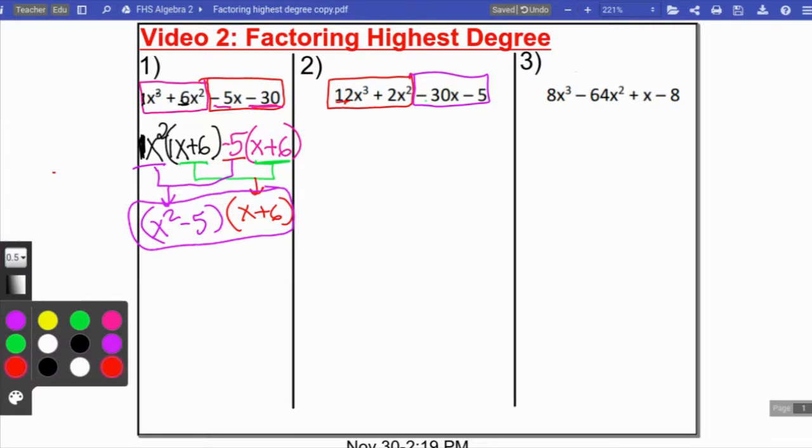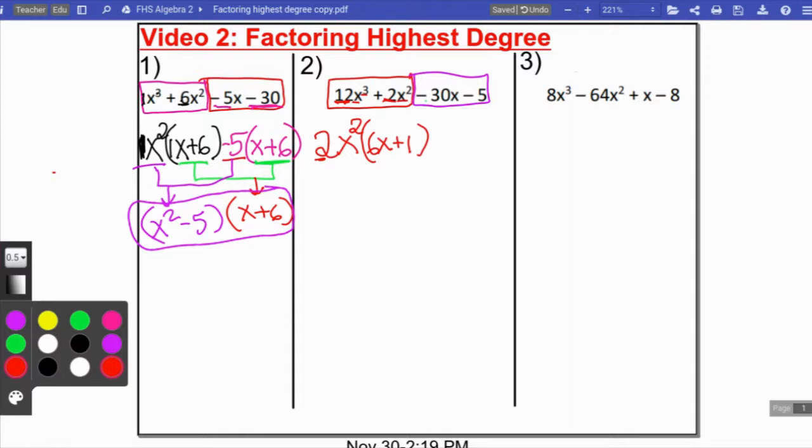Between 12 and 2, the lowest common number that can go into both is 2. They have x's together, so I'm going to put some x's right there. What's the lowest x, the 3 or the 2? You would say the 2. Then open your parentheses. 12 divided by 2, you get 6. In terms of x's, 3 minus 2, you just get 1x. Cool. 2 divided by 2, you get +1, and the x's, because both of them are 2, you just stick to that.